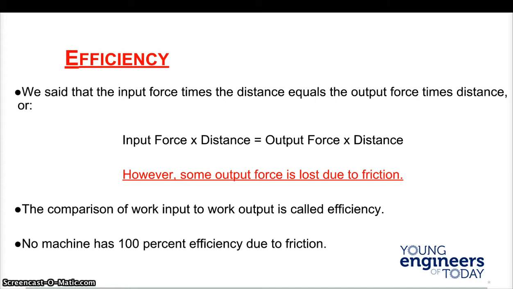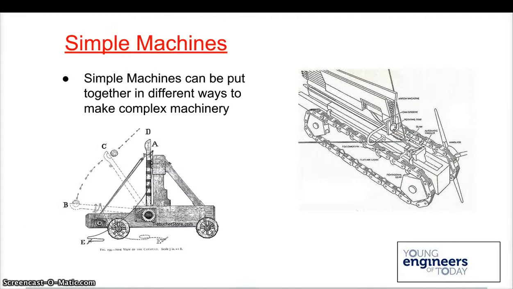Now, when we talk about efficiency, one thing I want you to take away from this is that some of our output force is lost due to friction. We talked about this earlier. So no machine will have 100% efficiency due to friction. Now, when you start combining simple machines, you get complex machinery.